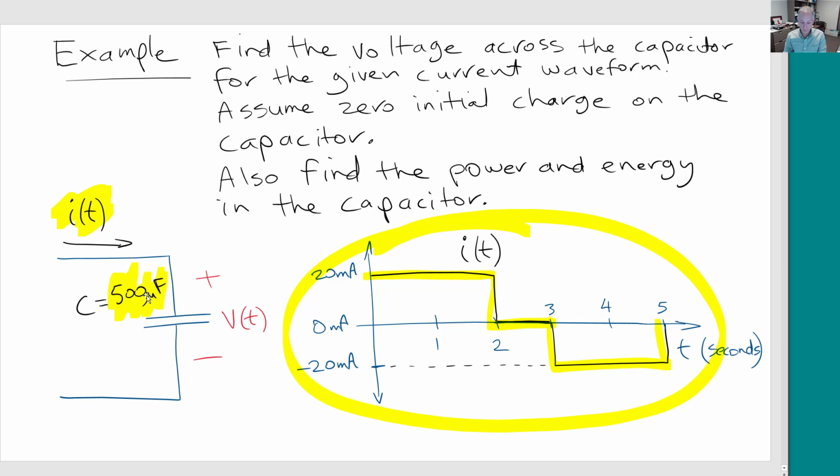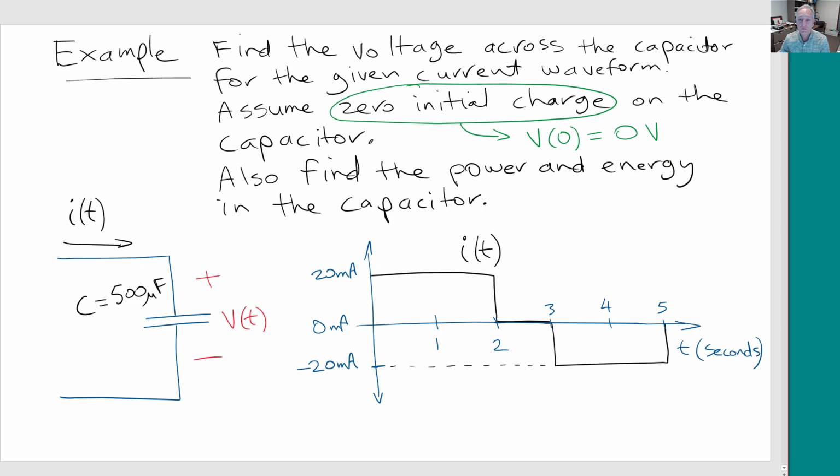And then what we want to do is find the capacitor's voltage. So what's the voltage in response to the current flowing into the capacitor? We want to find the voltage, and we also want to find the power and the energy as well. And these are all going to be in terms of waveforms. So now we're going to see how we're going to solve that.